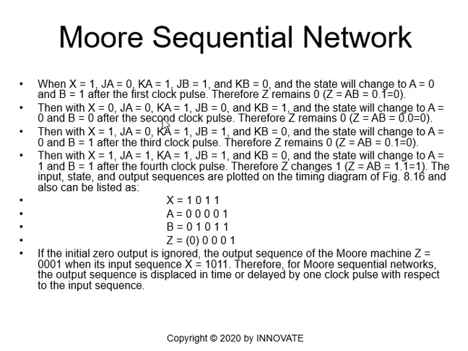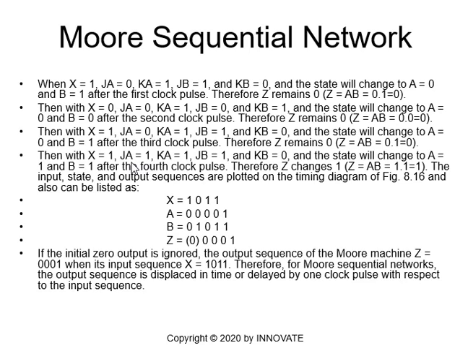So when X is 0, we found out that Z will remain 0. Then X became 1. JA will be 0, KA 1, JB 1, KB 0. And the state will change A to 0 and B to 1 after the third clock pulse. Therefore, Z will remain 0, Z which is A and B, which is equal to 0.